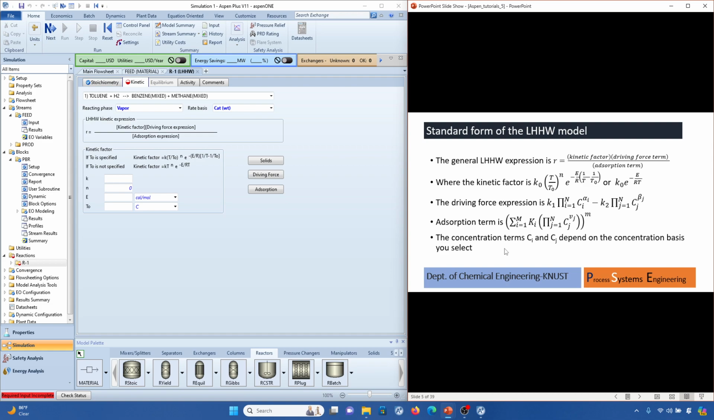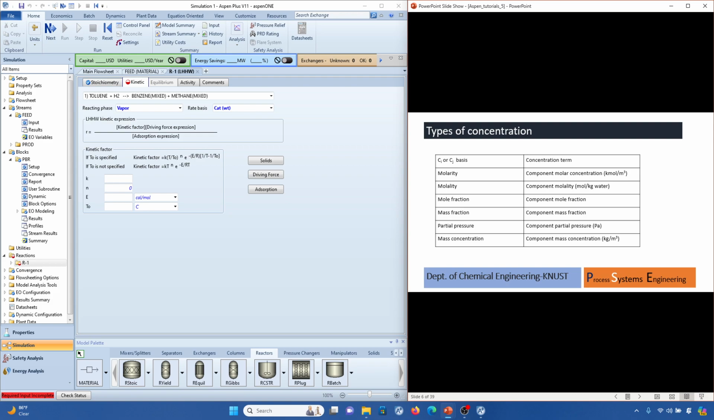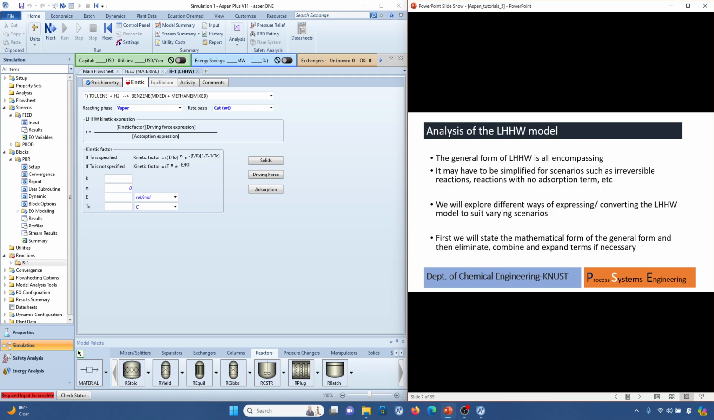Now, again, the terms for concentration could be partial pressure, fraction, or concentration. Depending on the system or the type of concentration being used, the units will also vary. So the general form of the Langmuir equation covers everything, but in different cases you may have one or more of the terms not present, depending on the case in question.